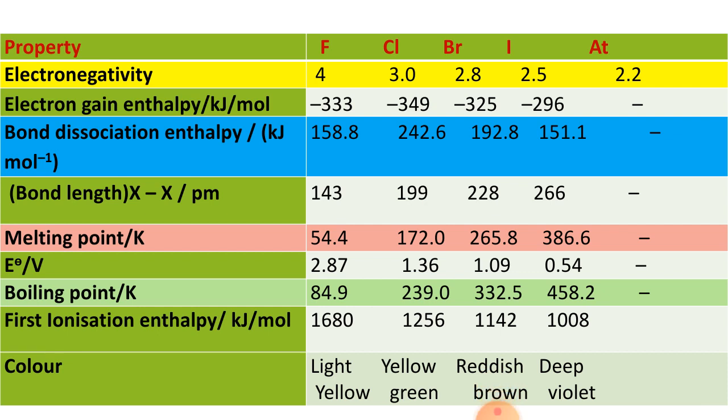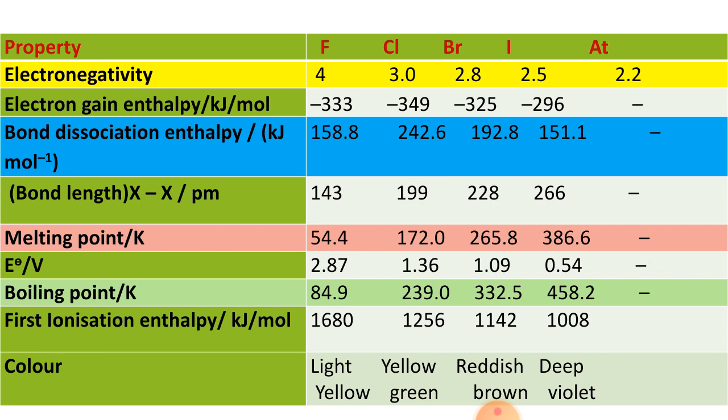This shows the positive value, and I told you that the more positive the value, the more oxidizing the nature. So fluorine has a plus 2.87 E naught value, Cl has 1.36 E naught value, Br has 1.09, and iodine has 0.54 E naught value. So the more positive the E naught value, the stronger the oxidizing agent. That's why fluorine is the strongest oxidizing agent in this group.